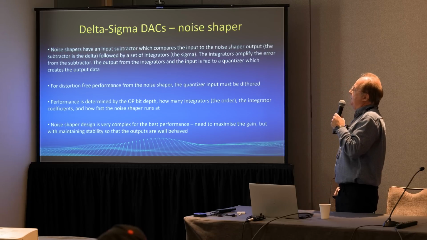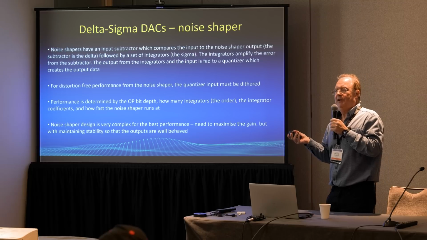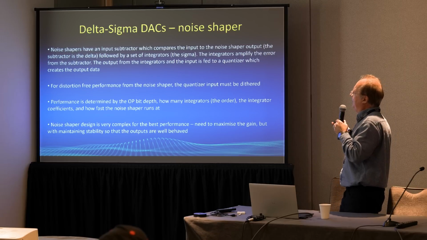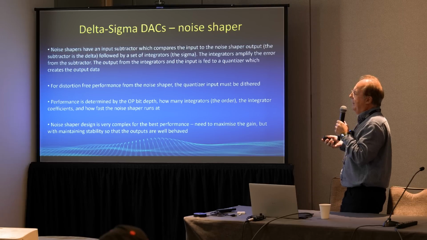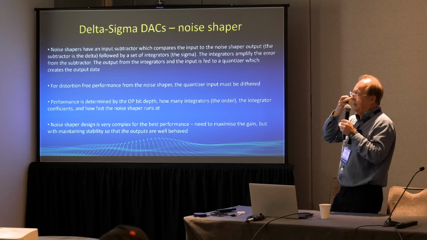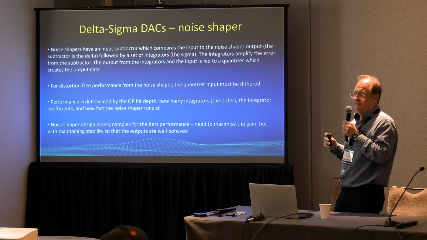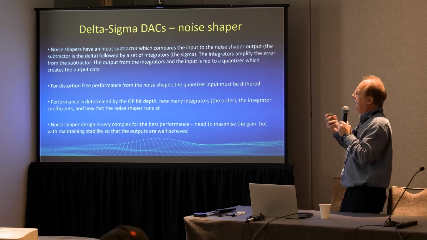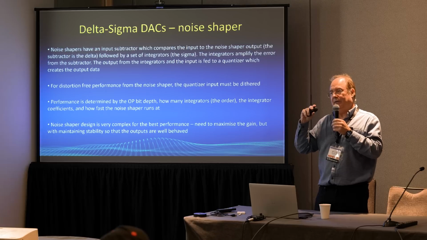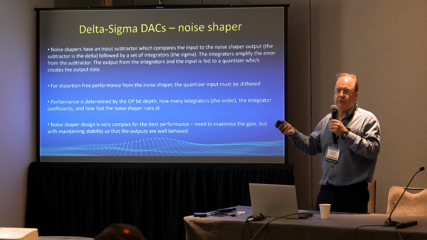So noise shapers have got an input subtractor, and the subtractor is the delta of delta sigma. It's then followed by a set of integrators, and the integrators become the sigma, and the integrators are amplifying the error. The output from the integrators is then fed into something called a quantizer, which is just losing the bottom bits that you can't use, and that creates the data. If you want distortion-free performance, you need to add an appropriate level of dither into the quantizer. Otherwise, you get distortion coming through.